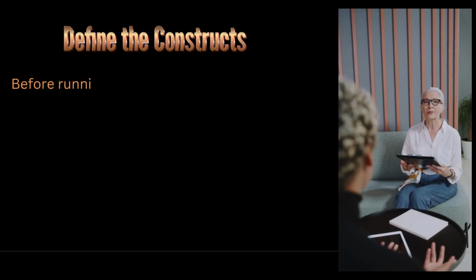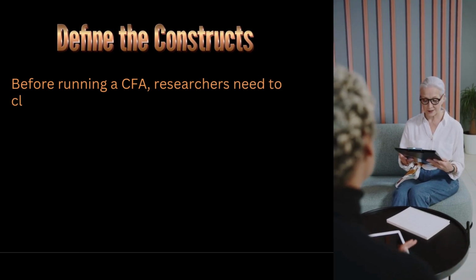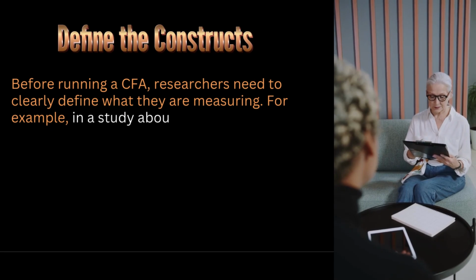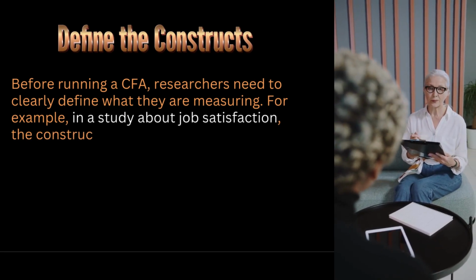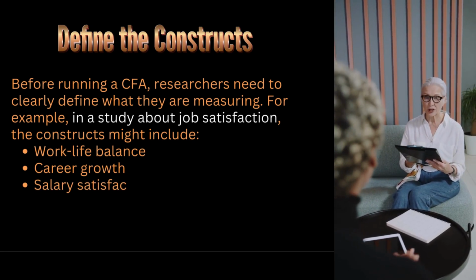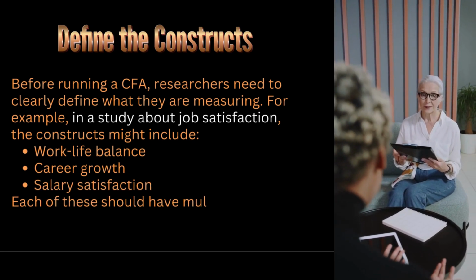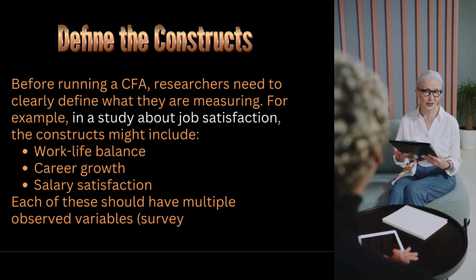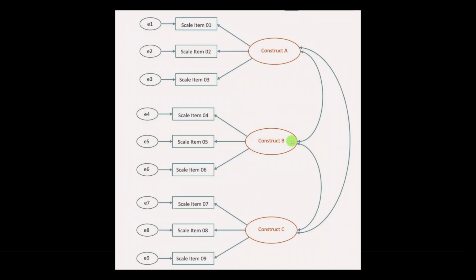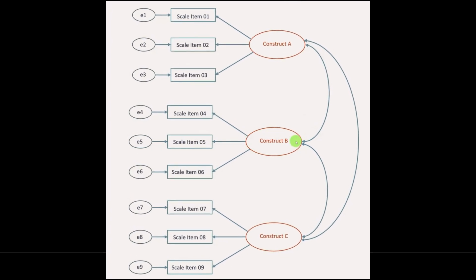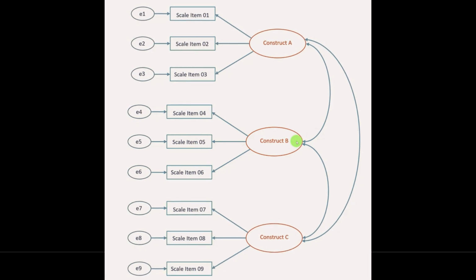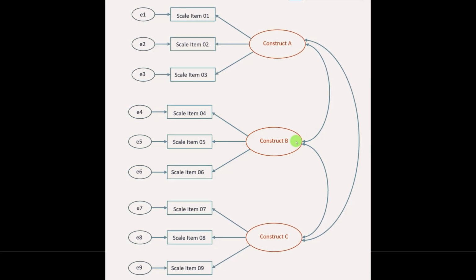First, we define the constructs. Constructs are the latent constructs. Before running a CFA, we need to clearly define what we are measuring. For example, in a study about job satisfaction, the constructs might include work-life balance, career growth, salary satisfaction. Each of these factors should have multiple observed variables, that is survey questions, linked to them. And this is a schematic representation where we have these 3 constructs. You can call them work-life balance, etc., and each of them are measured by the survey questions.